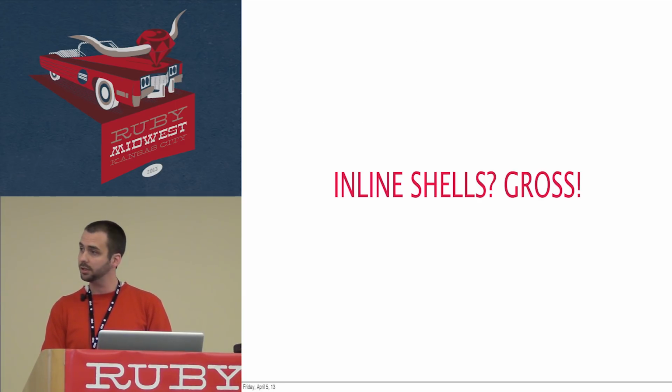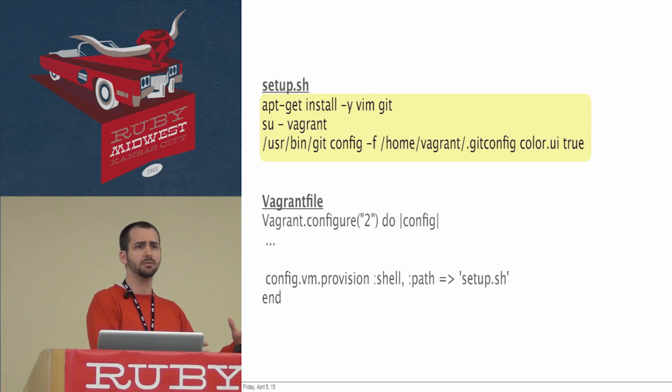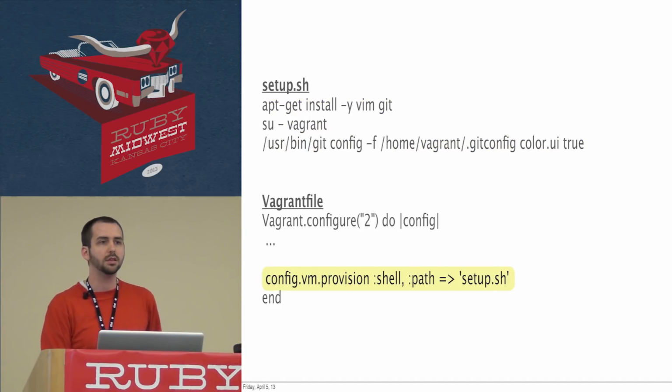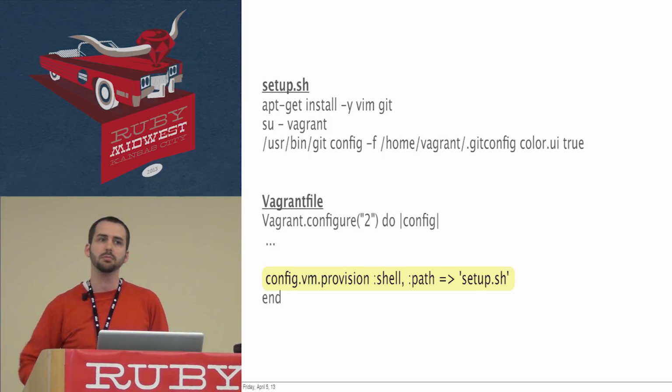If you don't like inline shell scripts, that's fine, especially if you reach a certain level of complexity. You definitely don't want to do that. So you just, in this example, make a shell script next to the Vagrantfile, put your contents in there, and then give it a path to the shell script you want executed in your virtual machine when it's being provisioned.